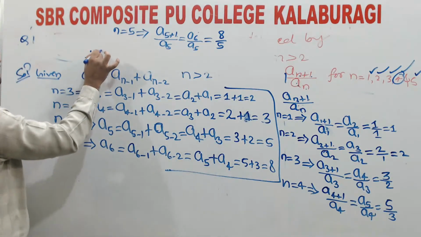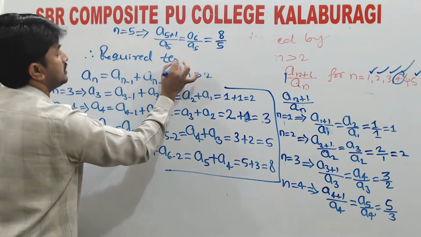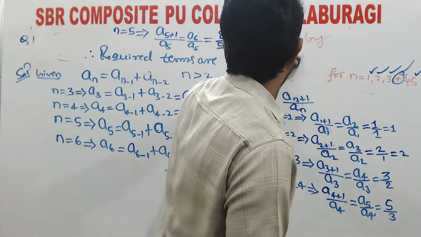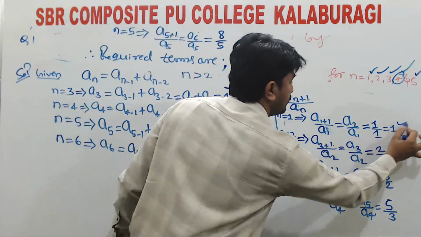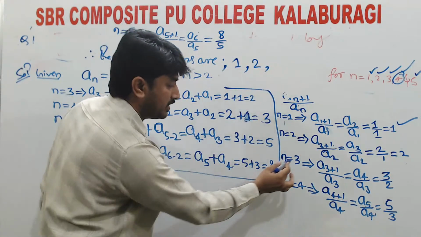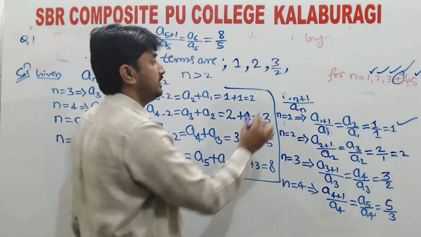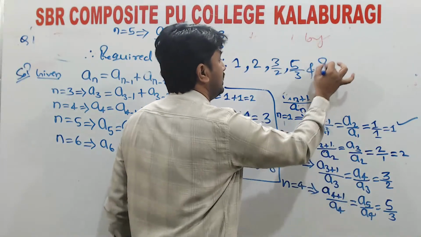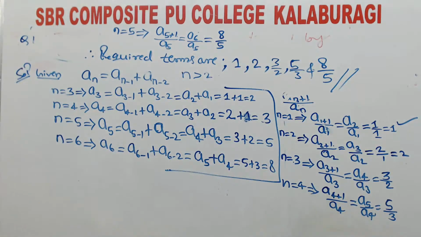Therefore, I will write here, the required terms are: 1, it is the first one. If you put n equal to 1, you will get 1. n equal to 2, you will get 2. Next, put n equal to 3, you will get 3 by 2. Next, put n equal to 4, you will get 5 by 3. And the last one is 8 by 5. These are our required terms by using the Fibonacci sequence.